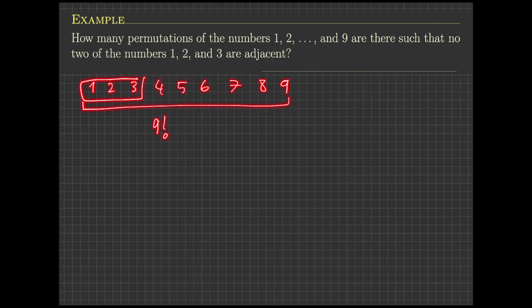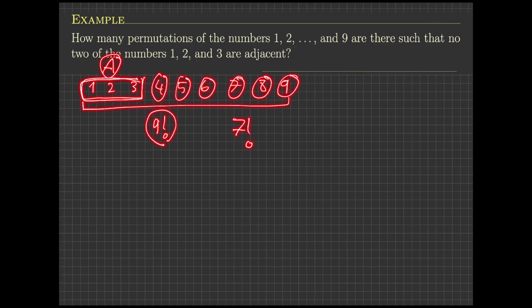If I want to use the complement method naively, as before, I would say that, okay, I have 9 objects, so there are 9 factorial ways to arrange them. And now let me put these 3 in a box and call it A. And then how many objects do I have? 1, 2, 3, 4, 5, 6, 7. So it becomes 7 factorial. And then how many arrangements do I have for 3 objects? 3 factorial. And subtract them.